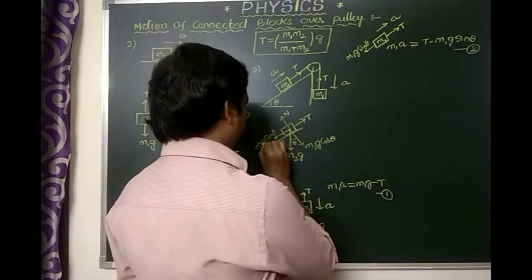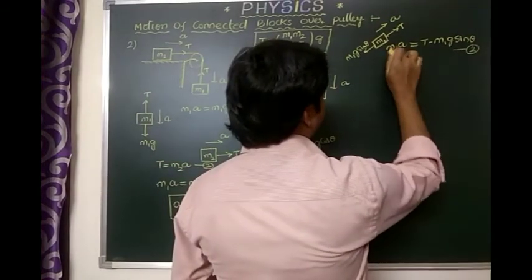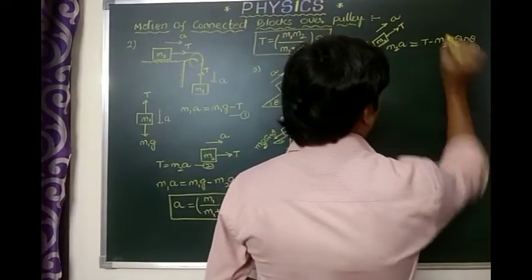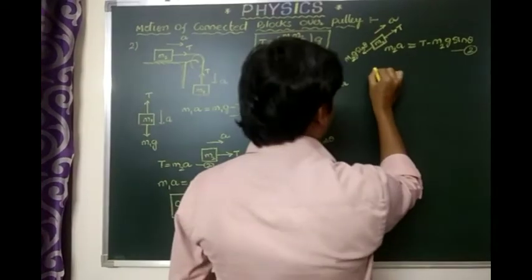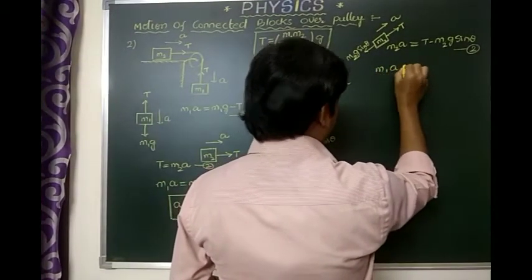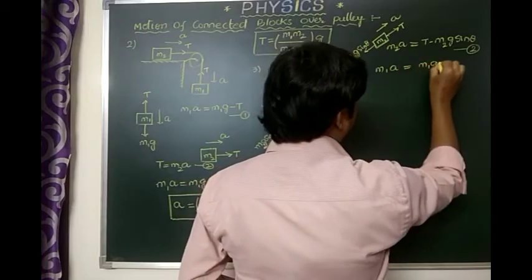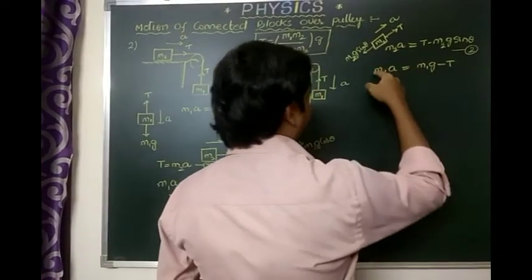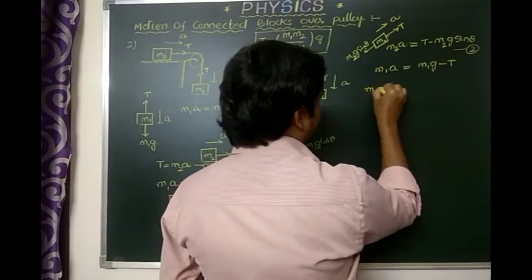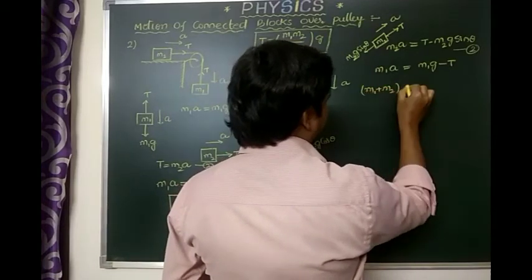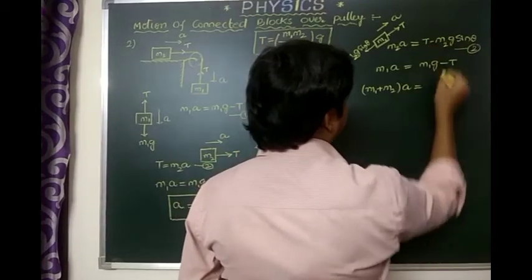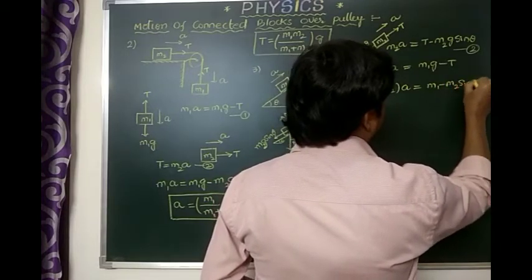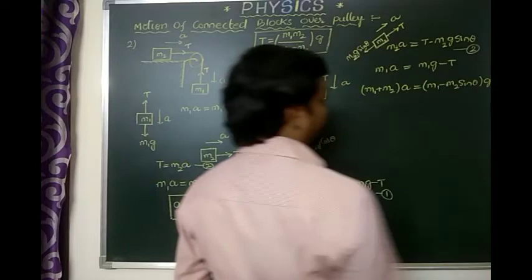Here this is M2. Okay, M1A is equal to M1G minus tension T. Adding these two equations, we will get M1 plus M2 into A on the left side, is equal to, tension gets cancelled, so we will get M1 minus M2 sin theta into G, G getting common.